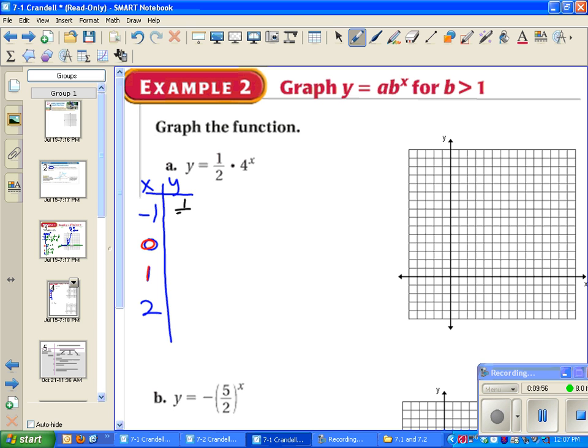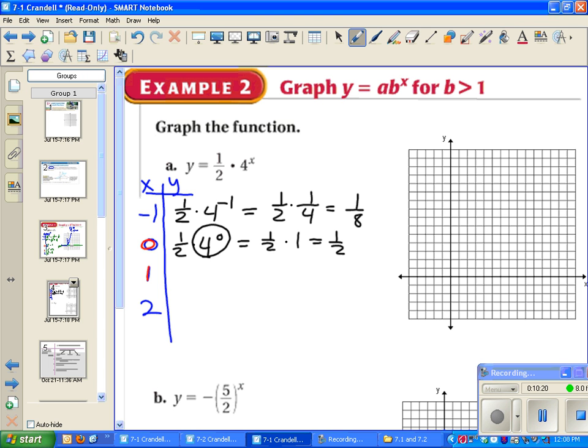Okay. We have 1/2 times 4 to the -1. So it's going to be 1/2, and then this is going to be 1 over 4. So that would be 1 over 8. 1/2 times 4 to the 0. Order of operations, we do that first. So 4 to the 0 is 1. So we have 1/2 times 1, which is 1/2.